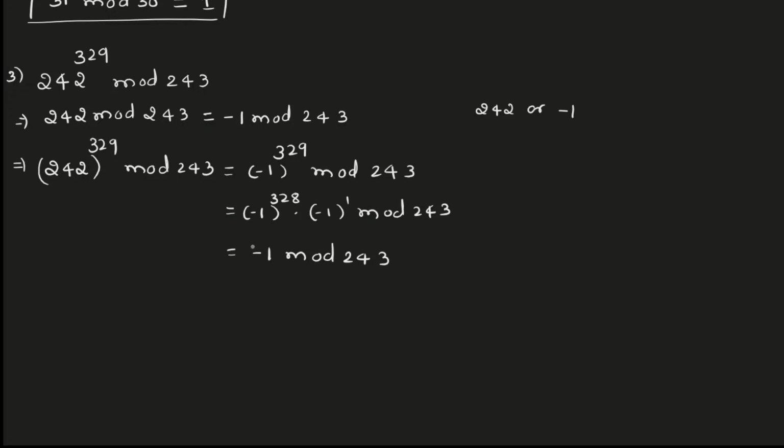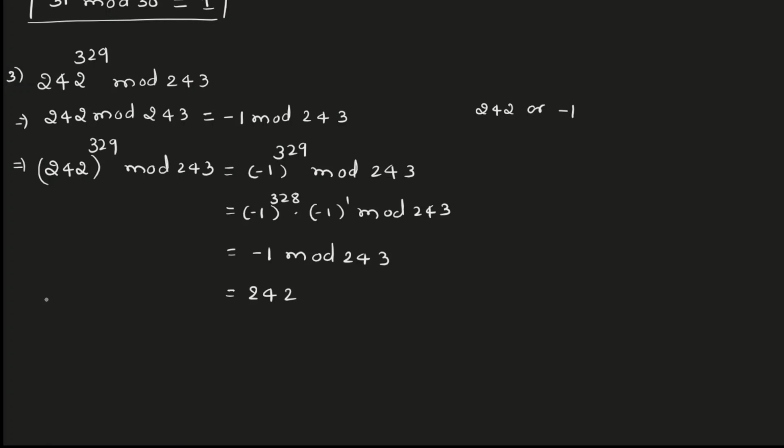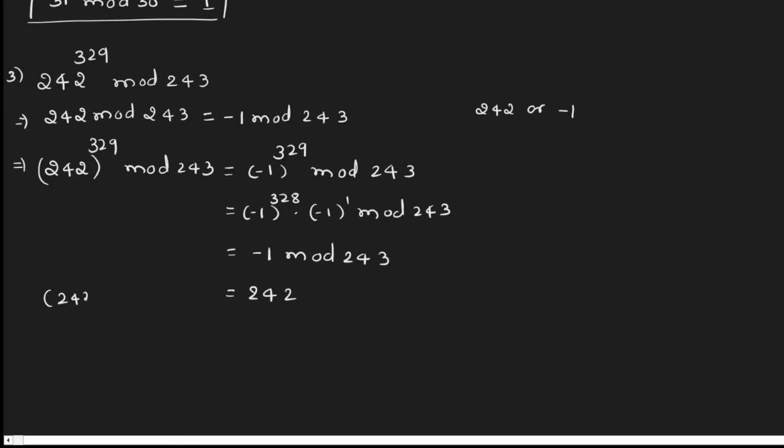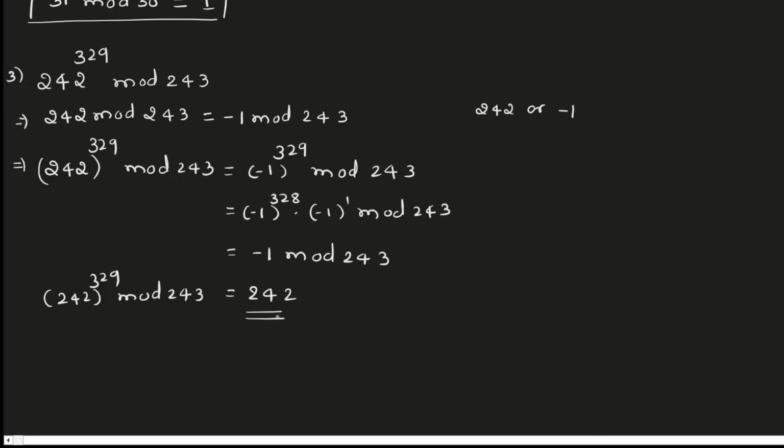As I said, we can't keep this negative term, that's why we add these two. Whenever you add these two, what will be the answer? Minus 1 plus 243 is plus 242. So what is the answer? 242 raised to 329, when it is divided by 243, your answer will be 240. This is the remainder.